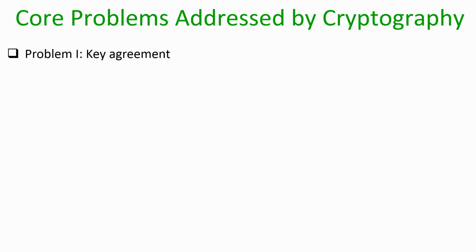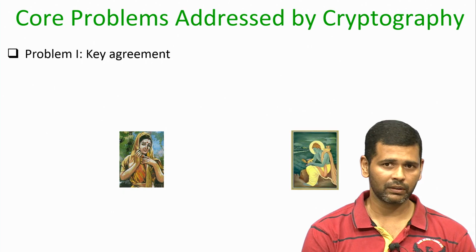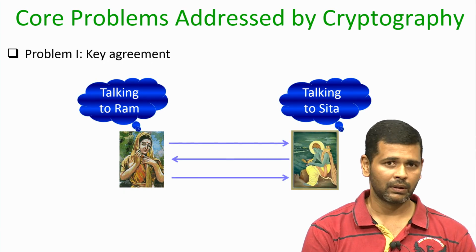Right. So, if you remember, in the last lecture we discussed that the central problem addressed by cryptography is that of secure communication, and it turns out that secure communication is actually solved by solving two core problems, and the first core problem is that of key agreement. So, in the key agreement problem, the scenario is the following. We have two entities, a sender and a receiver, who do not know each other and who do not have any kind of pre-shared information, and they are meeting for the first time.